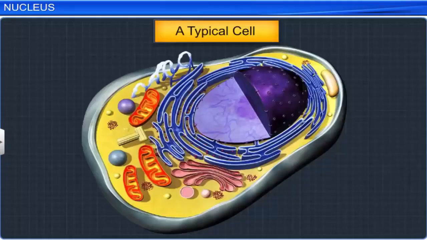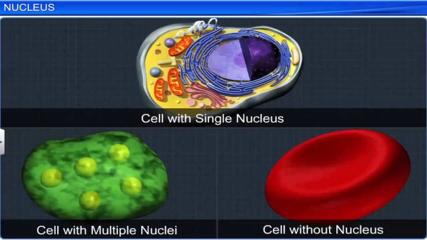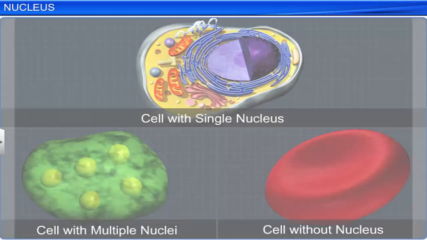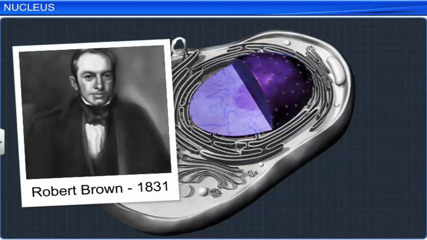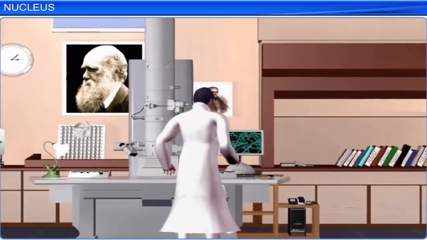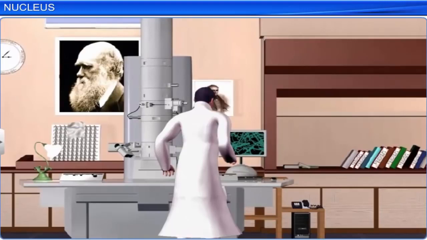Of the various organelles found in a cell, the nucleus occupies a place of prime importance as it is the control center that regulates metabolic activities which keep a cell alive. Most eukaryotic cells possess a single nucleus. However, we do find cells with multiple nuclei as well as cells without a nucleus. Described by Robert Brown in 1831, the nucleus was one of the earliest organelles that scientists became aware of. The advent of the electron microscope enabled scientists to become aware of the various components of a nucleus.